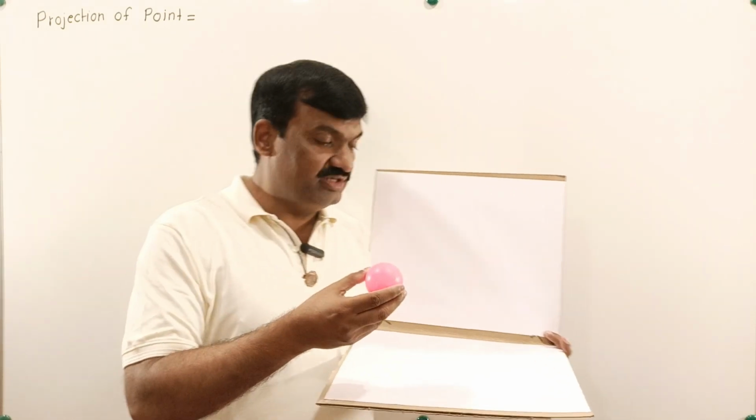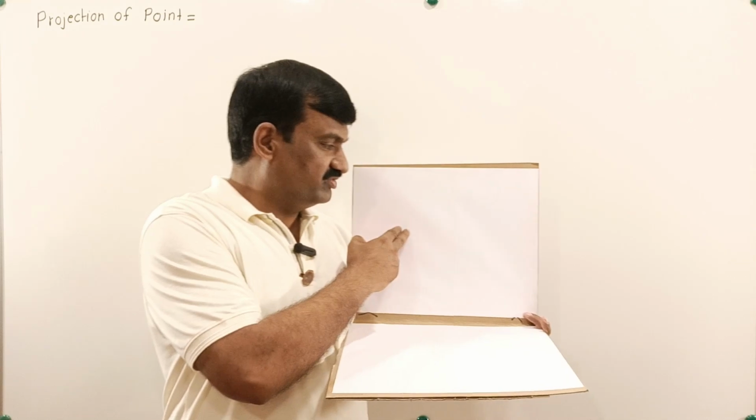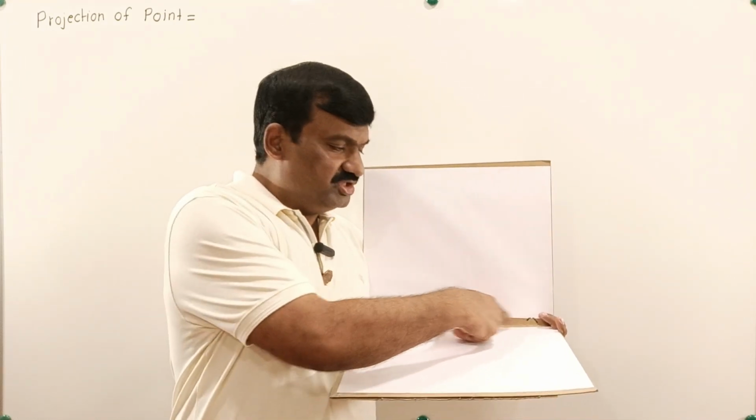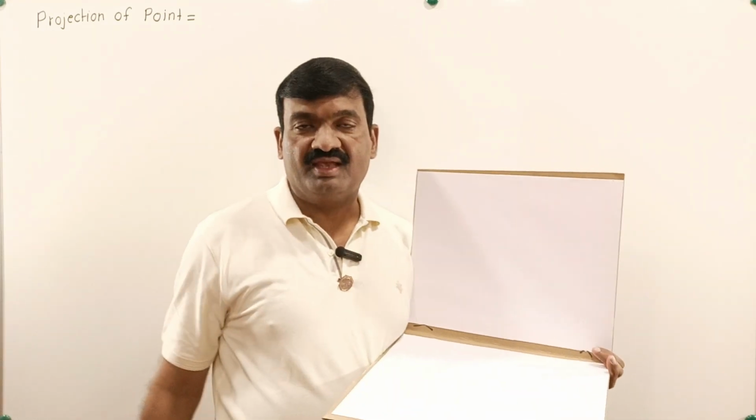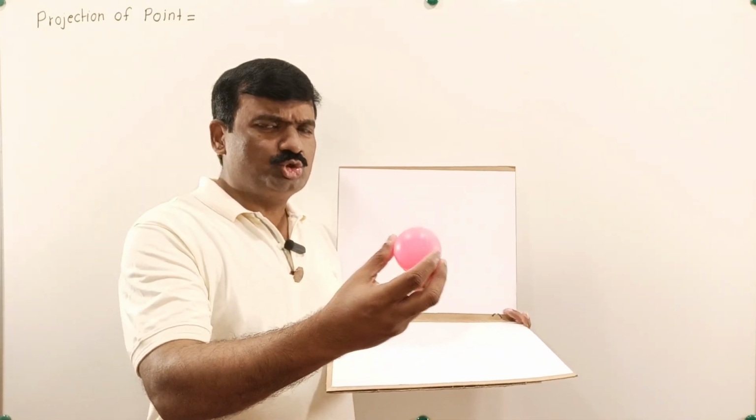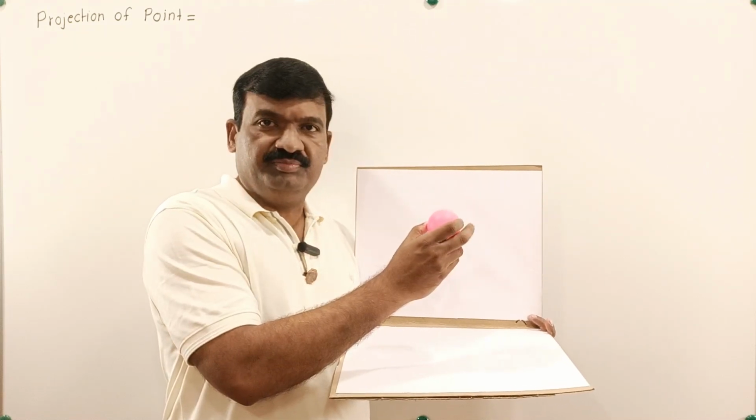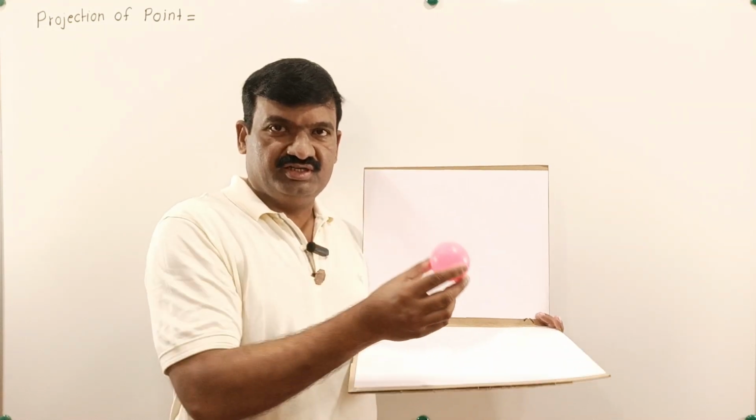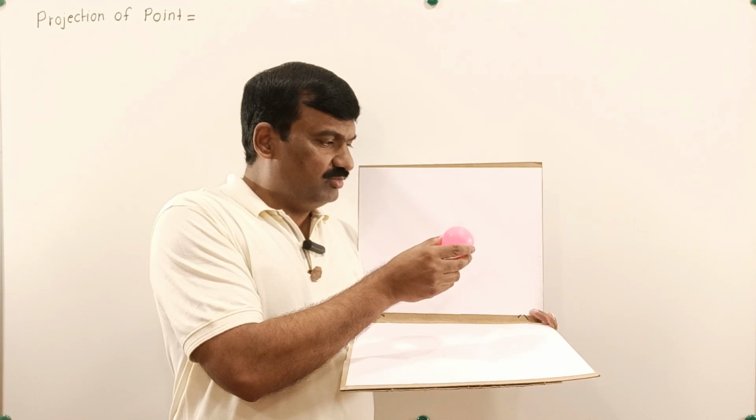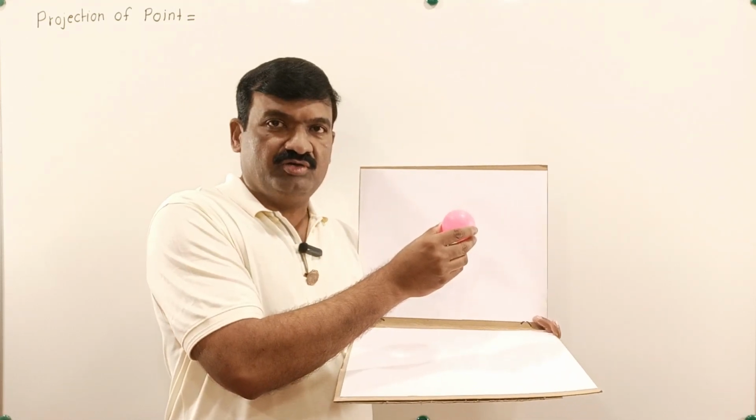Assuming that this point is fully present in first quadrant, this one is vertical plane, this is HP, बीच में जो लाइन होती है उसको बोलते हैं हम XY line. Okay, so first case, this point is above HP but in front of VP. Assuming that this is point, this point is 20 mm above HP and 30 mm in front of VP.